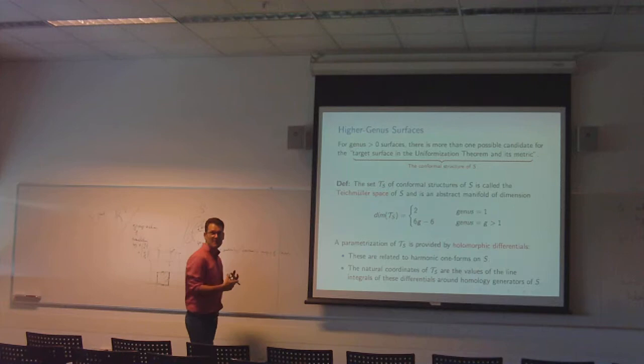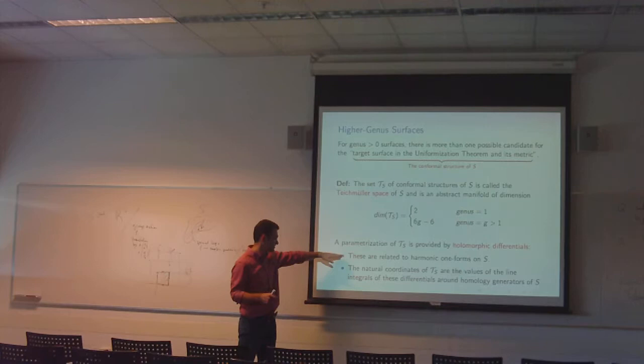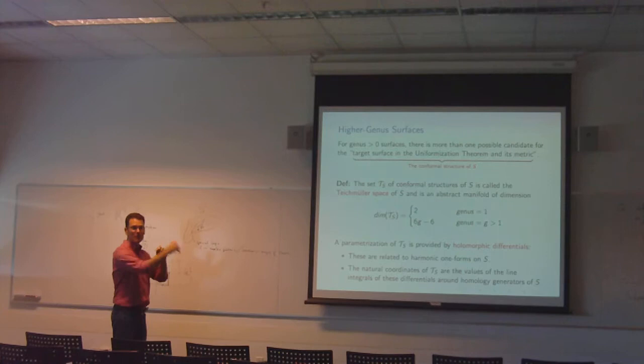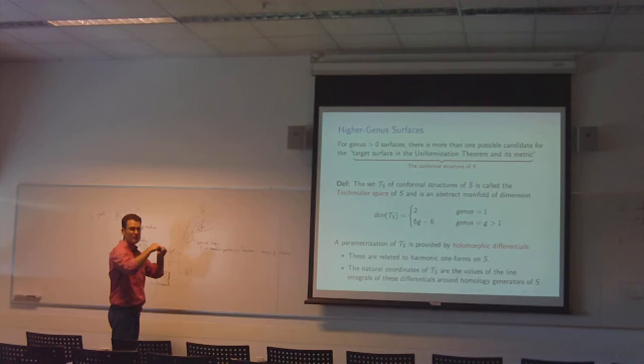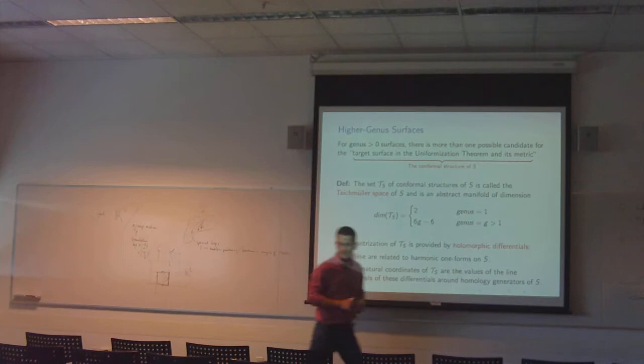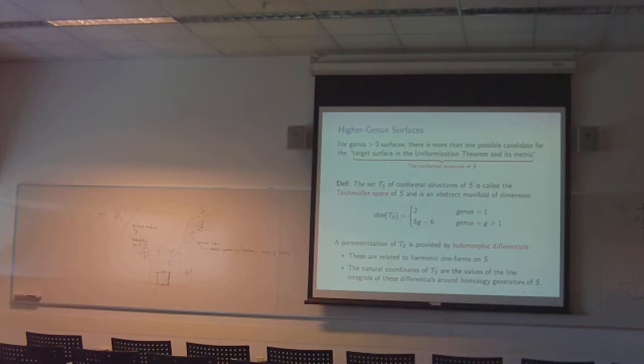And the natural coordinates of this Teichmuller space are expressed in terms of these harmonic one-forms, these holomorphic differentials, I should say. They end up being line integrals of holomorphic differentials. That's why I say they're sort of like lengths around the curve, because you integrate one of these holomorphic differentials around a curve, and you get a number, and that number characterizes which conformal structure you're at. Okay, so that's a sketch of the picture for higher genus surfaces.